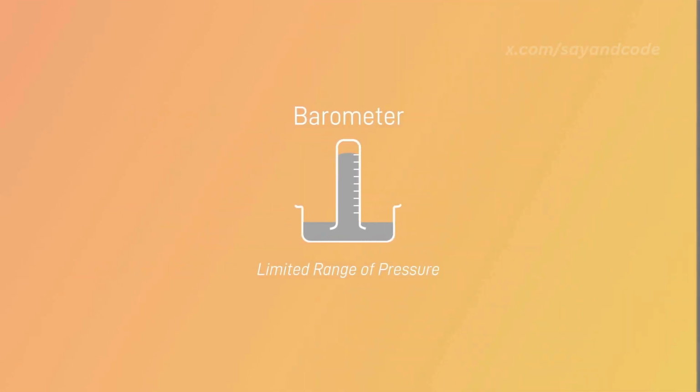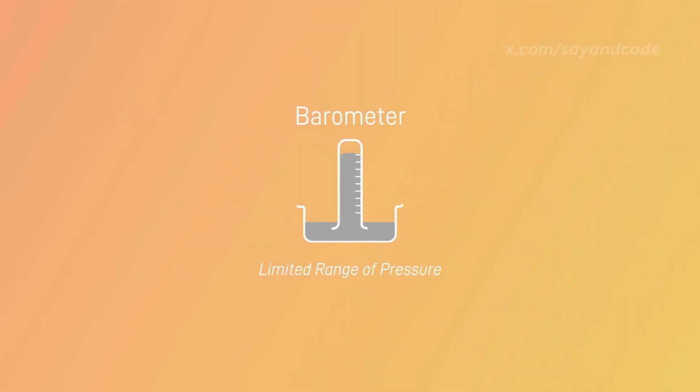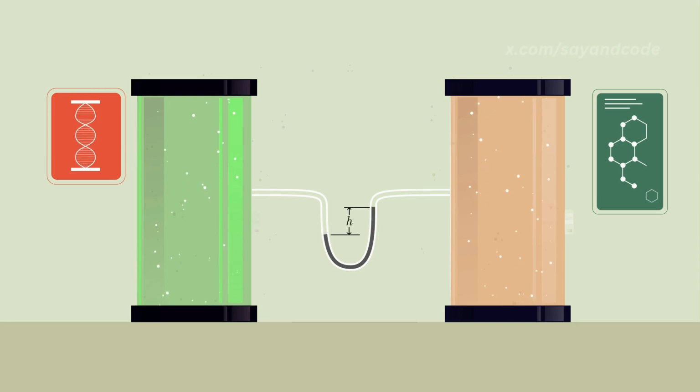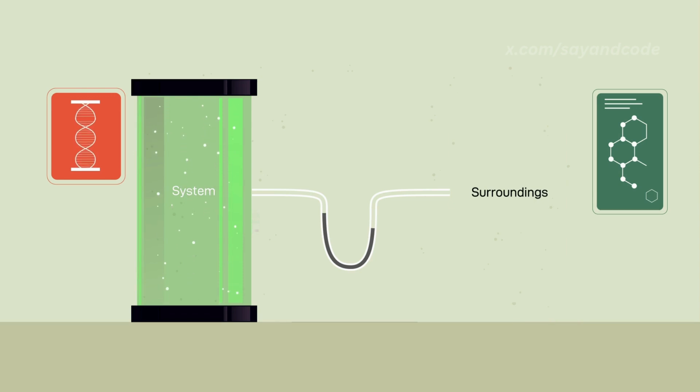But in lab conditions, we have a large range of pressures. For this, we invented a new device called the manometer. These measure the difference in pressure between two bodies. We usually use manometers to measure the difference of pressure between a system and the surroundings. That is, the difference in pressure of a system compared to the atmosphere. In other words, manometers measure the gauge pressure.